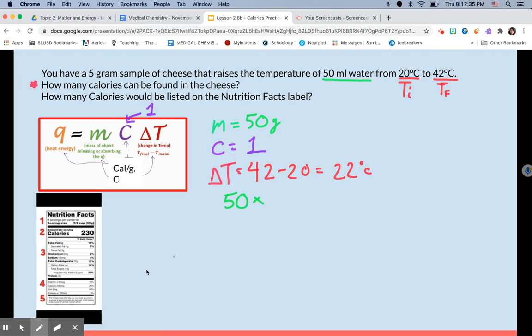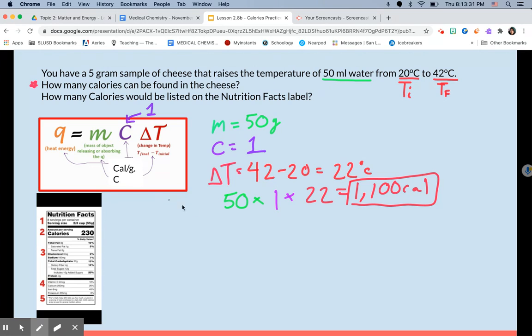50 times 1 times 22. So each of these number variables here, and type that into my calculator. 50 times 1 times 22 will give me 1,100 lowercase c calories. Right. So that is the response for the first question.